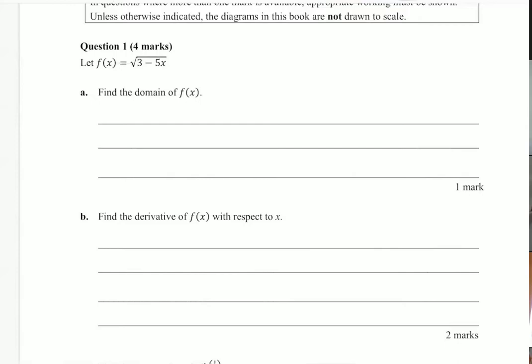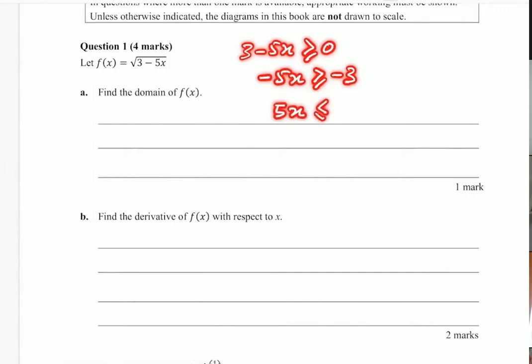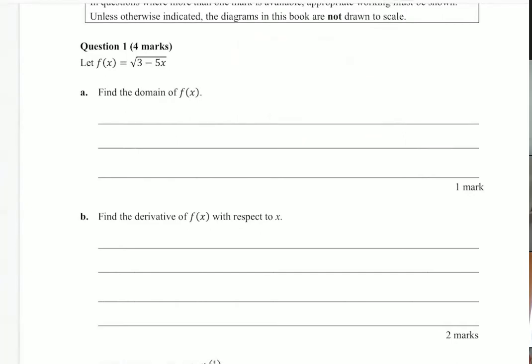So the first question: let f(x) equal the square root of 3 minus 5x. Now, you have to find the domain. In square rooting, what you know is that the inside should be greater than or equal to 0. So you get 3 minus 5x greater than or equal to 0, and then minus 5x greater than or equal to minus 3. And you are dividing by minus 5, so you change the sign to less than or equal. If you're multiplying or dividing by a negative, you change the sign, right? So x would be 3 divided by 5. So that's the way to go.